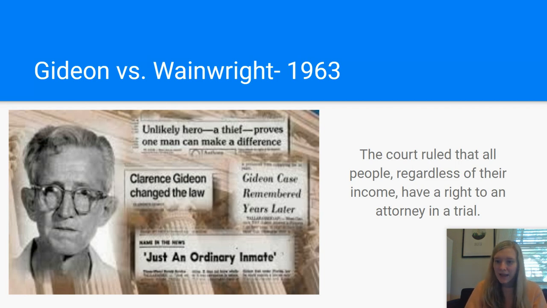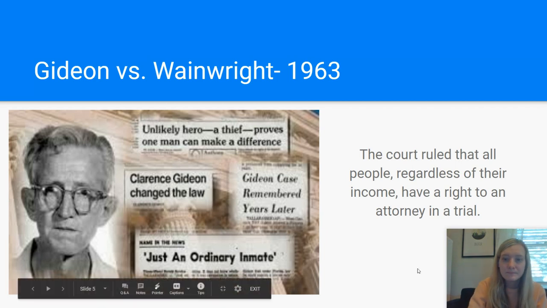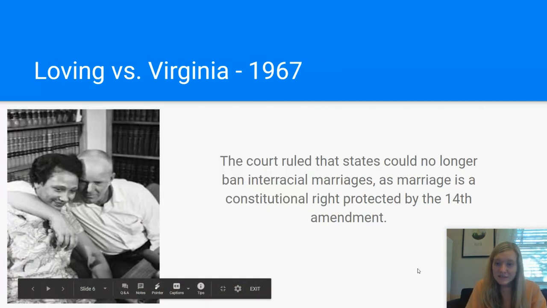So this is the way that the court kind of came back, and they were like, wait a second, this isn't fair. You have to have an attorney at a trial. That is a right given to you in the Constitution. Okay. Loving versus Virginia, 1967.